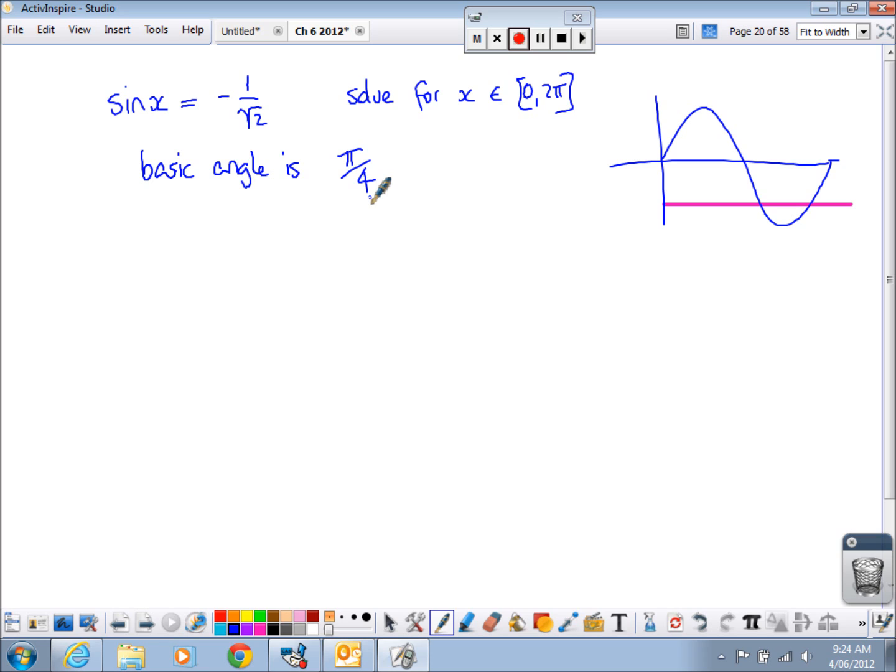Then we need to identify which quadrants we're in. Well, sine is negative, which tells us that we're in the third and fourth quadrants. So now we need the angles of symmetry. If we're dealing with the pi on 4s, from your unit circle, the angles of symmetry with pi on 4 are 5 pi on 4 and 7 pi on 4. And you can see that corresponds with the graph.